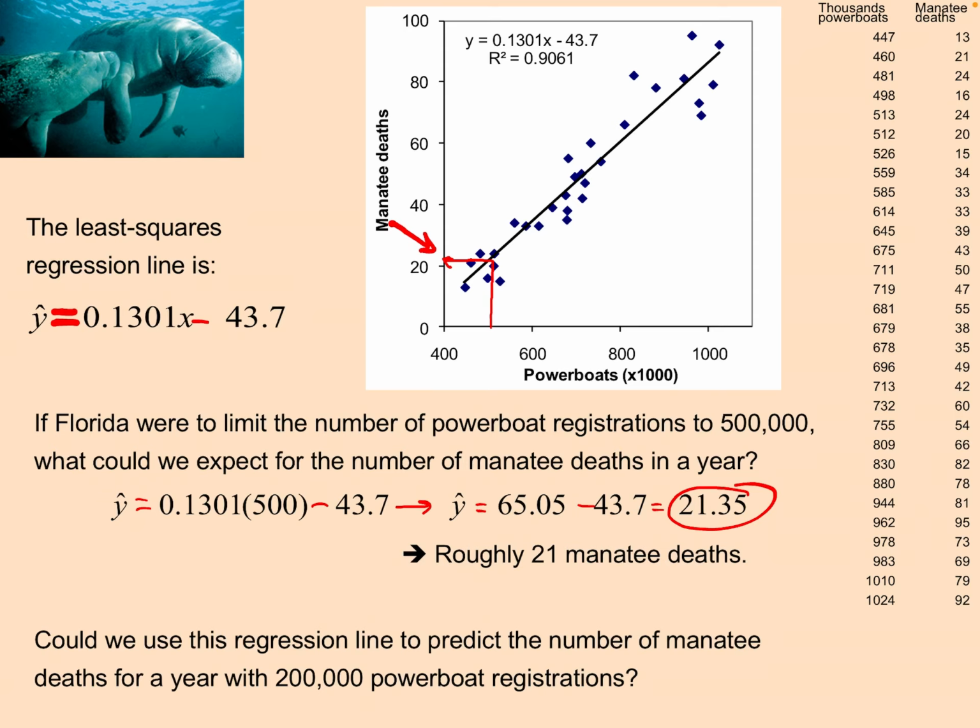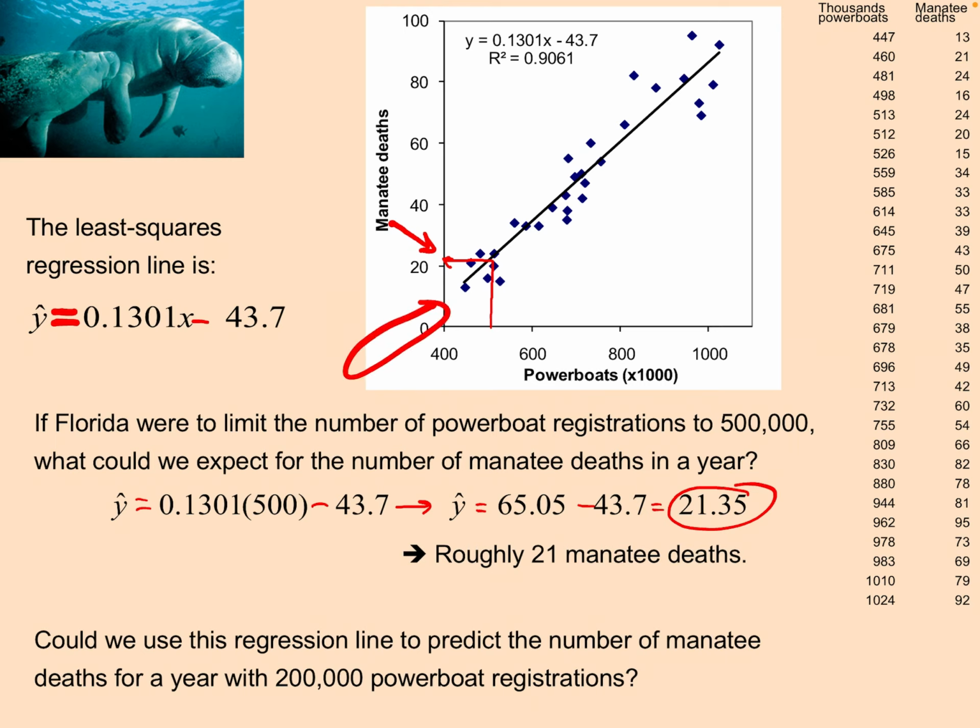Could we use this regression line to predict the number of manatee deaths for a year with 200,000 registrations? Notice that in our data, the smallest number of powerboat registrations we have is 447,000, right there. So now we're predicting down here for 200 somewhere: 200, 400, 600, right there. As you're going to see in a minute, we wouldn't want to use this regression model to predict the number of manatee deaths for 200,000 powerboat registrations, because that would be prediction outside the range, extrapolation again.